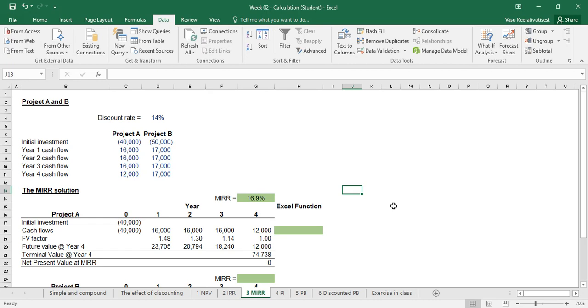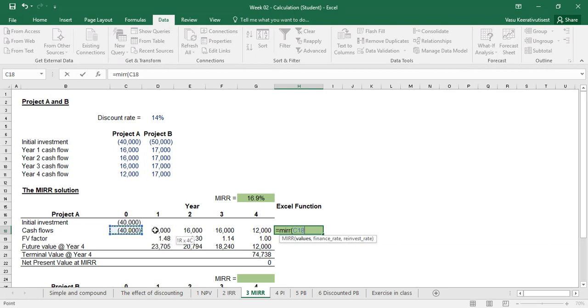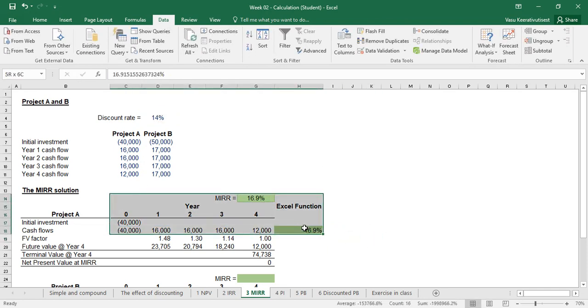So Excel also helps us to calculate MIRR. This is our function: equal to MIRR, open parenthesis, and then you select all the values here. Then you make a comma, and you need a finance rate and a reinvestment rate like this, and you close the parenthesis. So you can see that they bring you to the same solution.